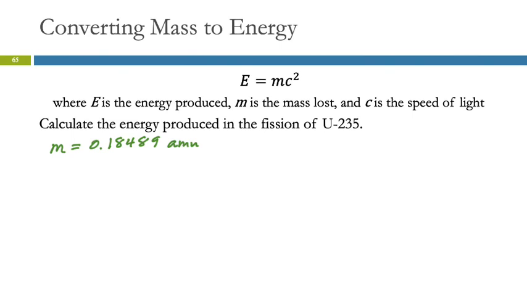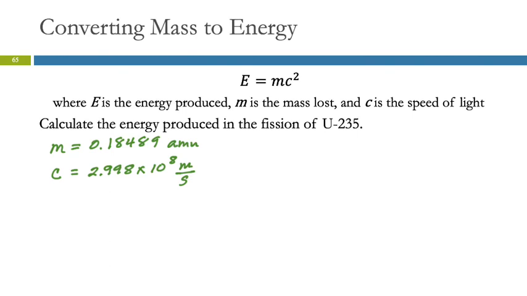So what is c? 2.998 times 10 to the 8 meters per second. So if we do this mass times the speed of light squared, we're going to end up with atomic mass unit meters squared per second squared. That doesn't sound like an energy unit, does it? A joule is a kilogram meter squared per second squared.